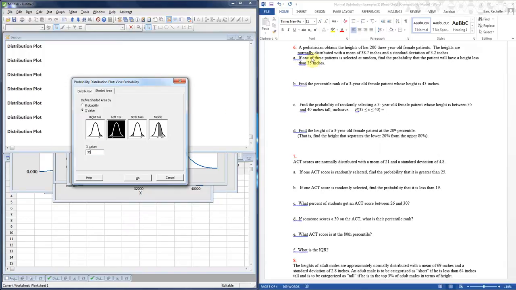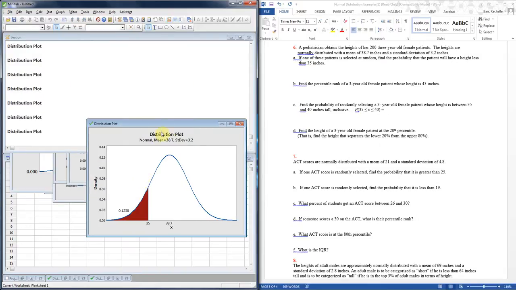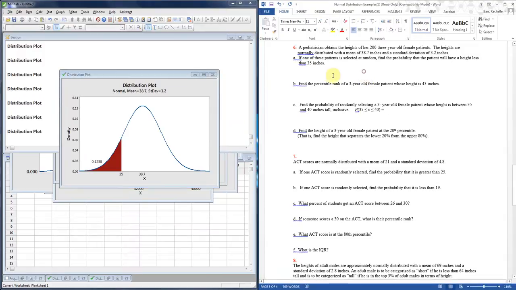Watch your units on this. If you had this in feet and all of these were in inches, you'd need to convert first. That's a really common tactic to confuse people. Don't forget about doing conversions. They should all be in the same units in order for this to work correctly. Let's go ahead and hit OK. It appears that only happens about 12% of the time.